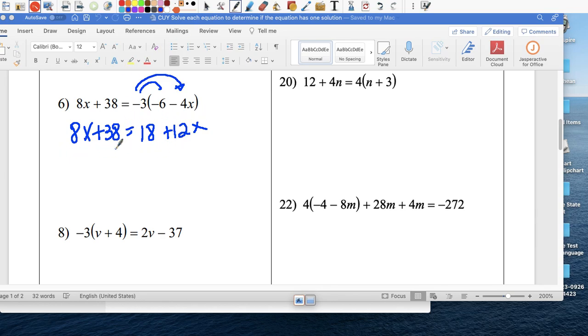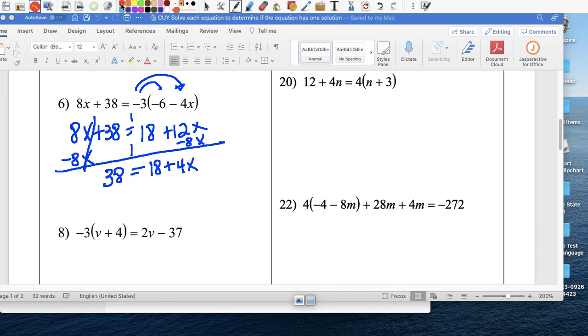Combine like terms, I can't. There are variables on both sides. So we're going to get rid of the small one, which is 8x. So let's do minus 8x here, minus 8x here. These two go away. I'm left with 38. This is 18. 12 minus 8 is 4x.